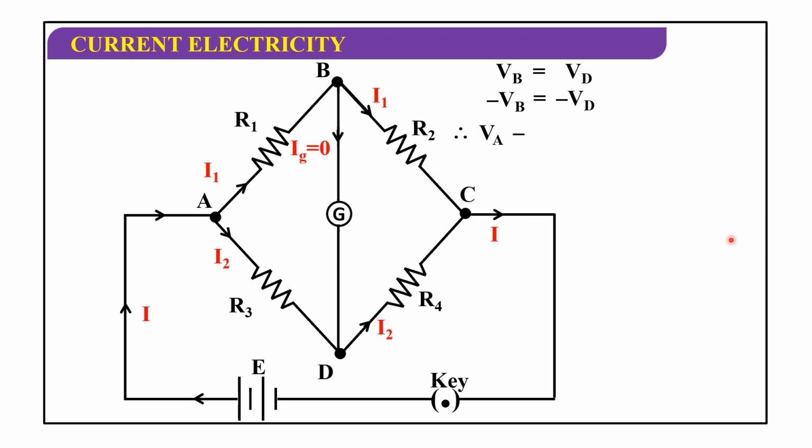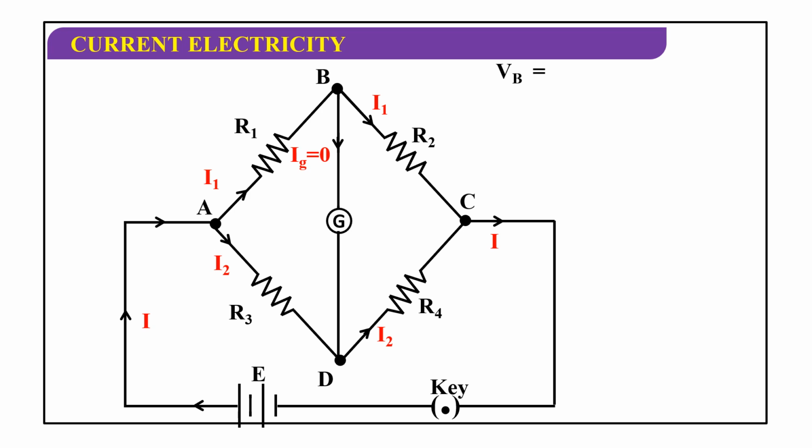So I make VA minus VB on the left hand side, and on the right side similarly VA minus VD. So I am adding VA on both sides. So VA minus VB is equal to I1 R1. And VA minus VD is I2 R3. This is equation 1.